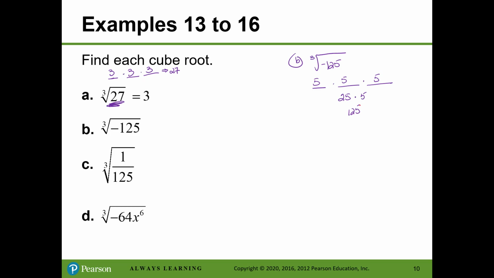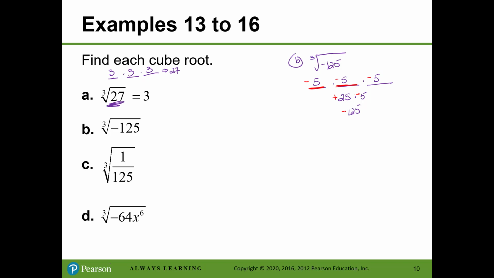But here's the deal. I need a negative 125. So let's see if this is feasible. Let's see if this is reasonable. Cool? So, if I take 3 positive 5s, clearly I get a positive 125. Let's see if I can have 3 negative 5s. Okay, so what's a negative 5 times a negative 5? Yes, a positive 25. And if I take that positive 25 multiplied by this last negative 5, what do you get? Yeah, I get a negative 125.